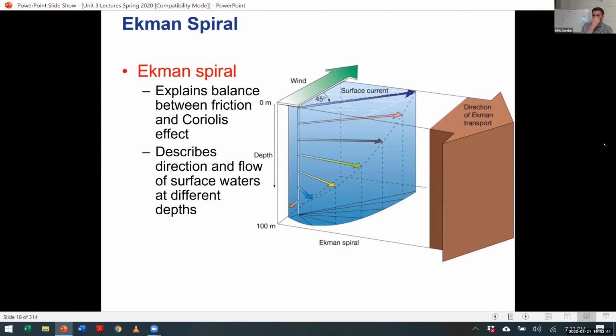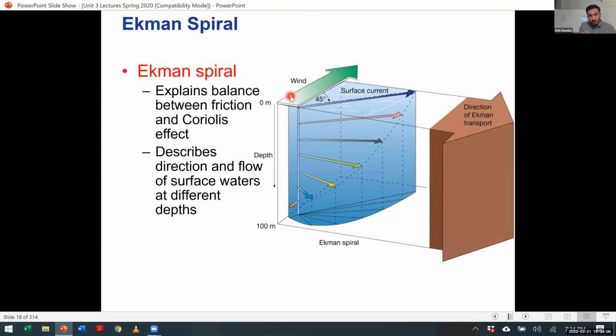The physics of the Ekman spiral start with the big green arrow there, the wind. When the wind blows across the ocean, the water beneath it, as we talked about earlier, about 2% of the wind's energy goes into the water, and the water wants to go where the wind is pushing it, but it doesn't go the same direction.